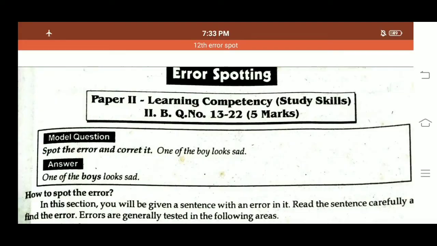Model question: spot the error and correct it. One of the boy looks sad. Answer: one of the boys looks sad.